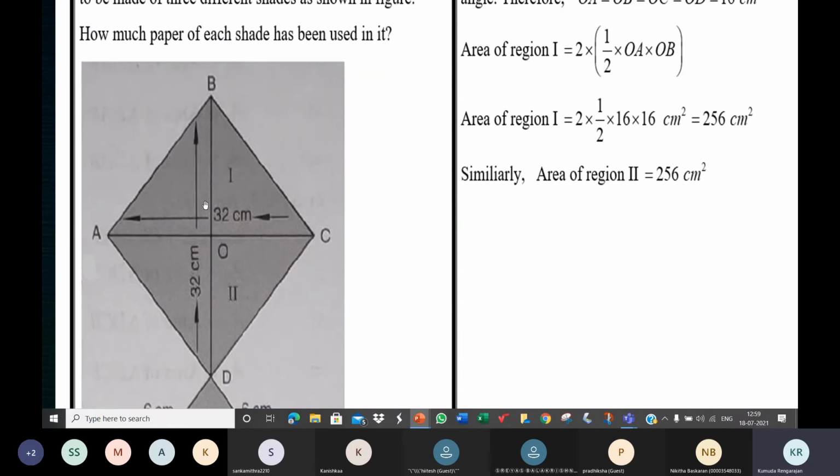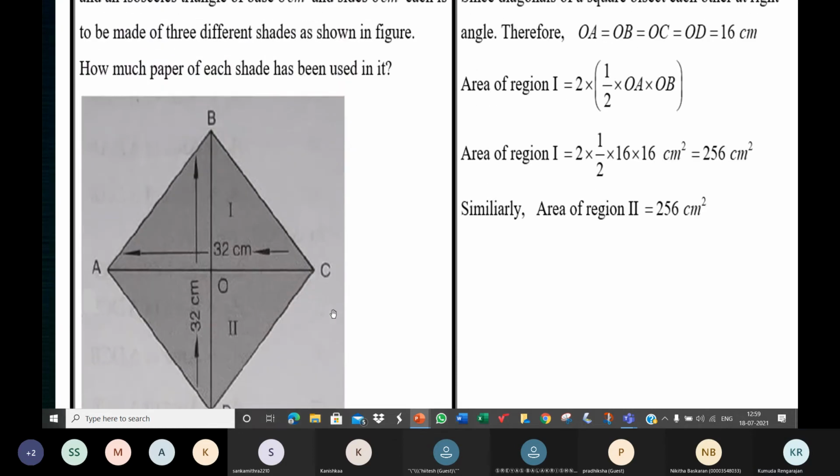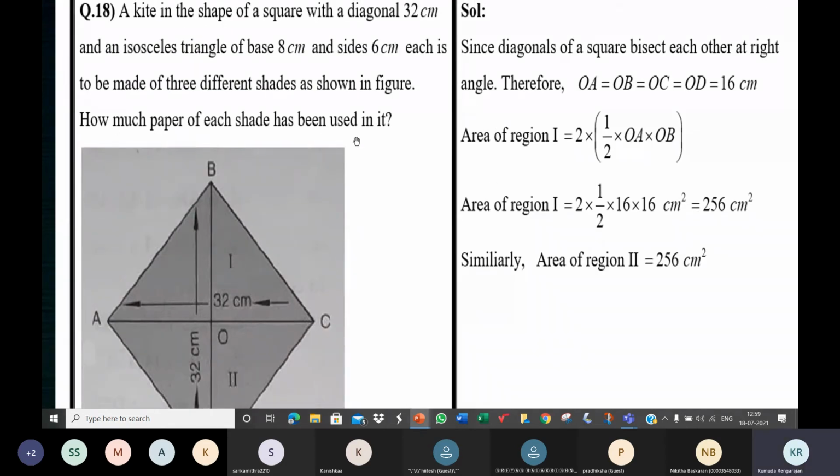Here you're not able to make out the shades, but it looks like ABC. The color used to make this portion ABC is different from the color used to make this portion ACD, which is different from the color used to make this portion DEF. So these 3 are the 3 different shades. How much paper of each shade has been used in it?